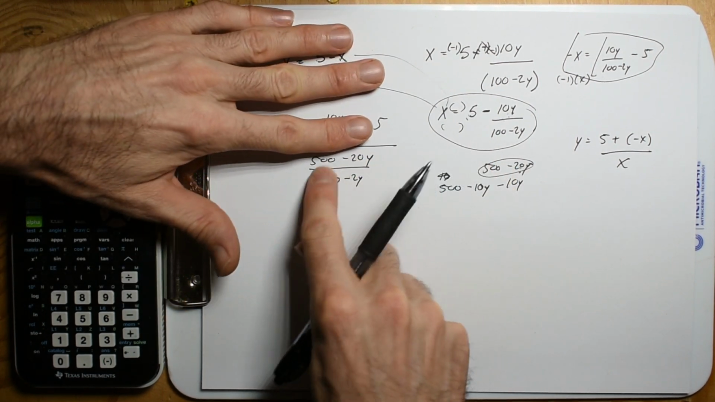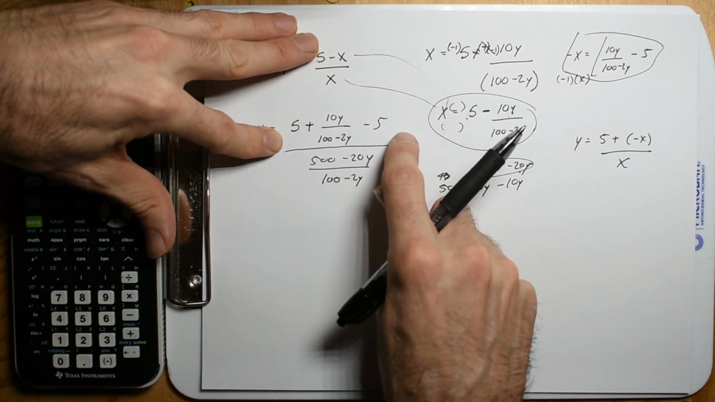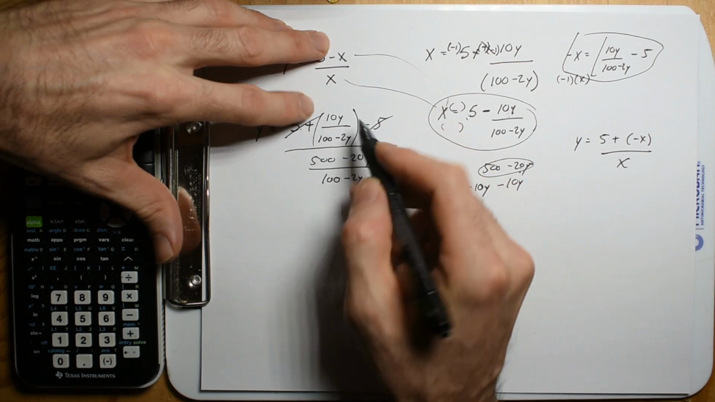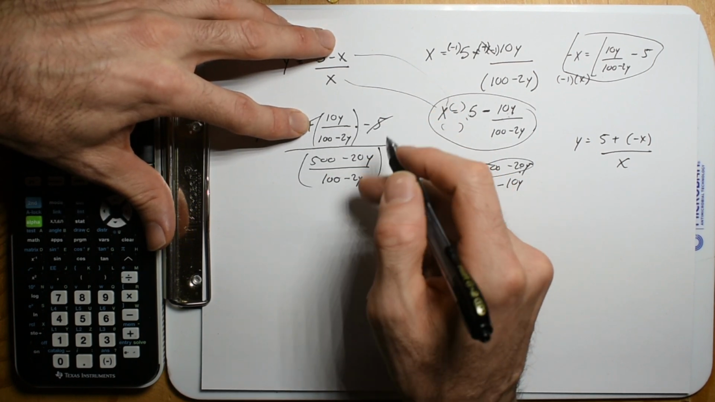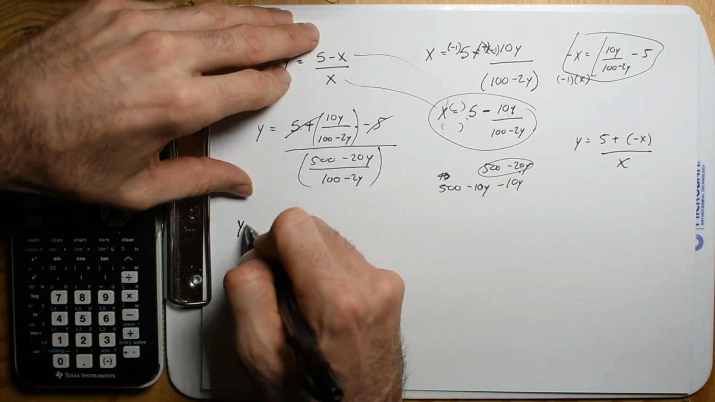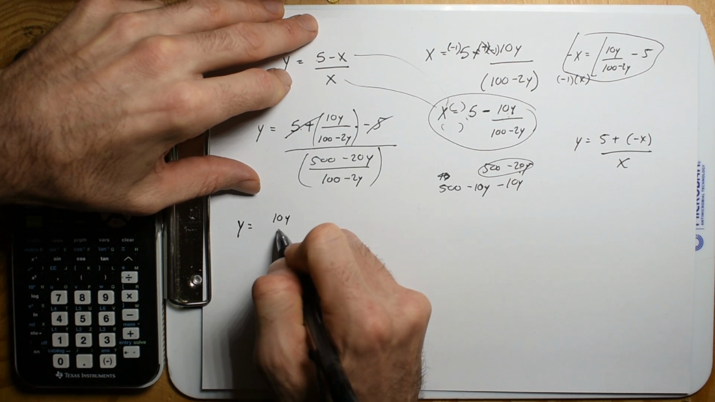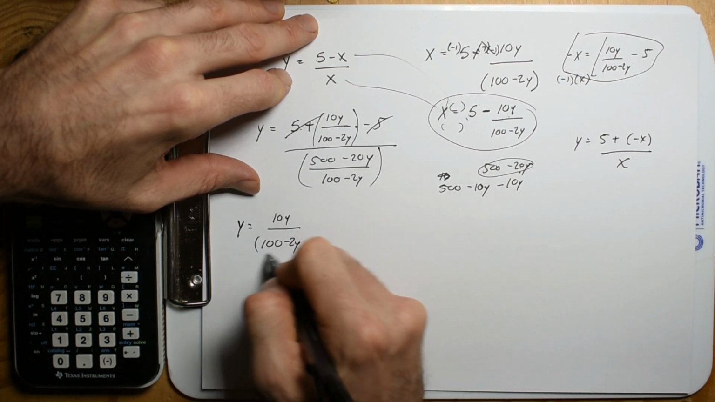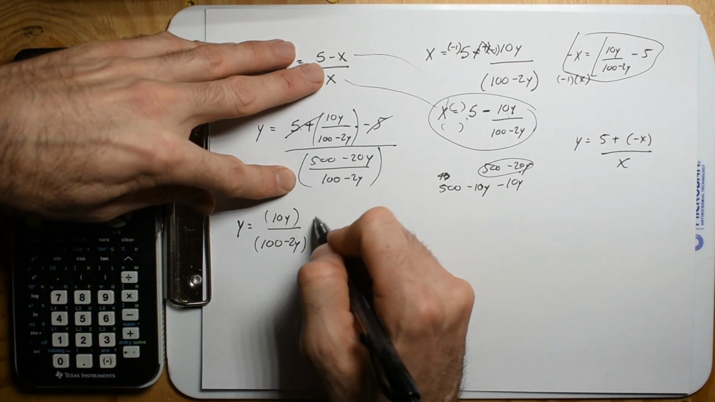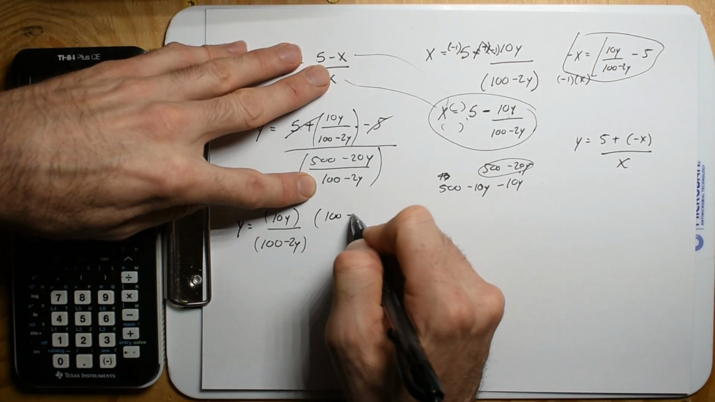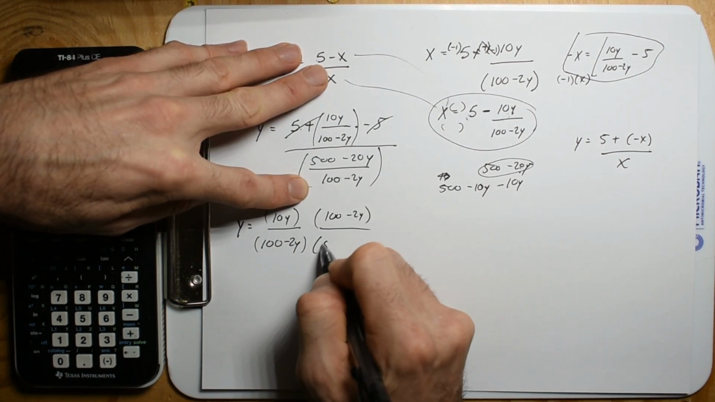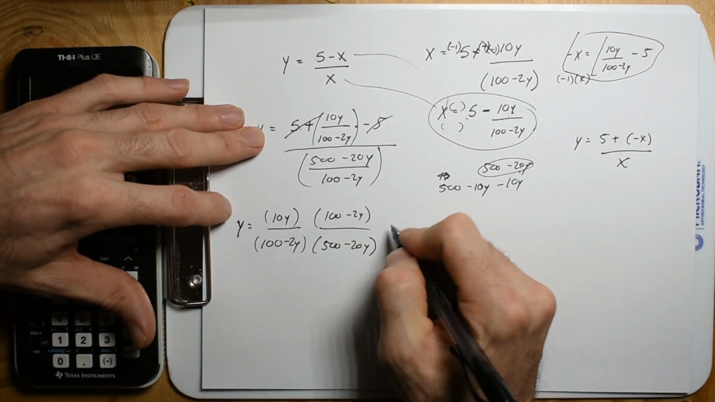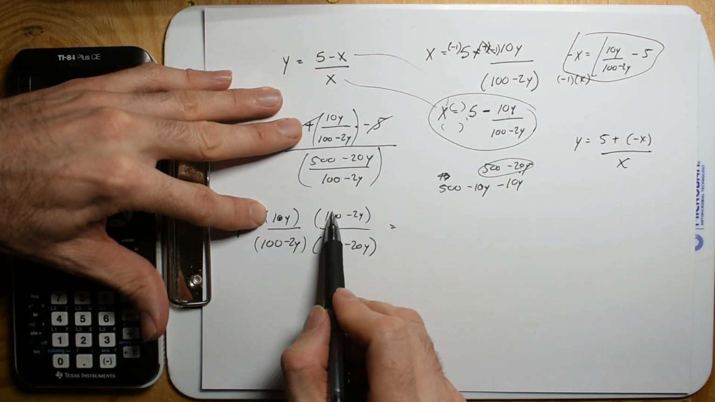dividing by a fraction is the same thing as multiplying by the reciprocal. These 5's cancel, so I'm going to have this fraction multiplied by the reciprocal of this fraction. So I'm going to have 10y over 2y, and I'm going to multiply it by the reciprocal, 100 minus 2y over 500 minus 20y. Alright, booyah.